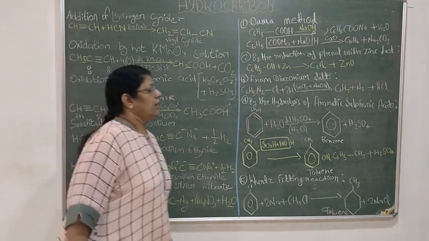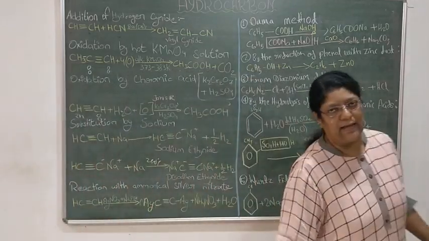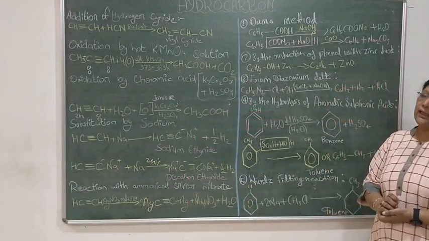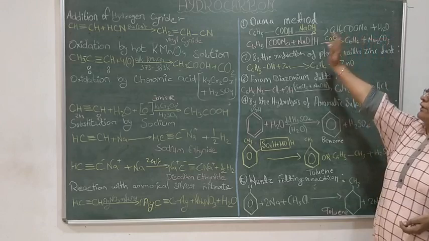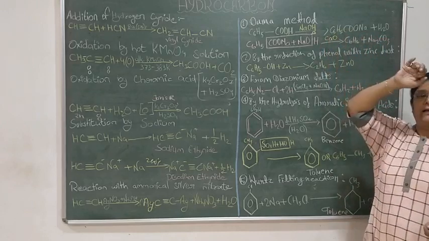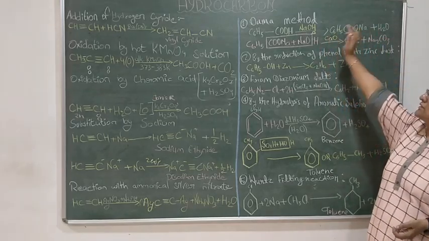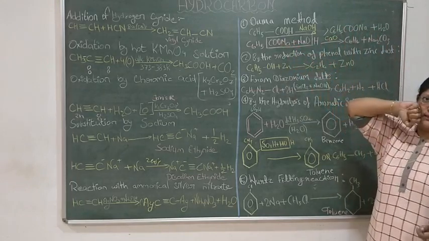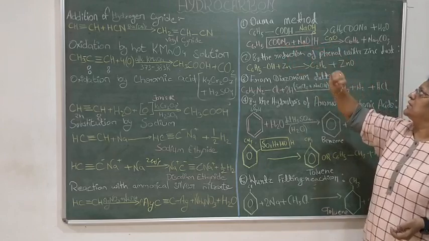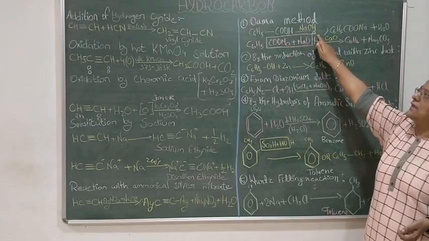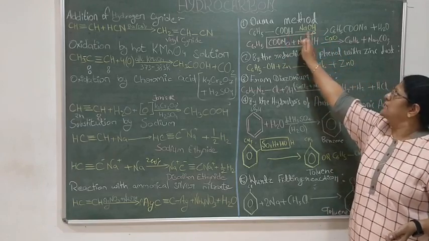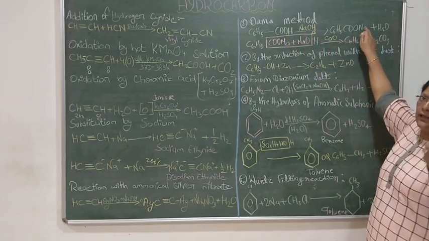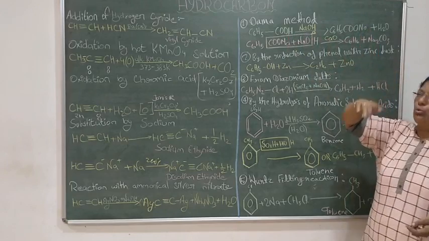Now we are coming to the preparation of benzene. That was aliphatic alkanes. Now we are talking about aromatic compounds. In case of aromatic compounds, we are talking about the methods of preparation of benzene. The first method is Duma method. We have taken benzoic acid, C6H5COOH, getting reacted with NaOH. Na will come here and H2O will be removed. So we have formed C6H5COONa, that is sodium benzoate.